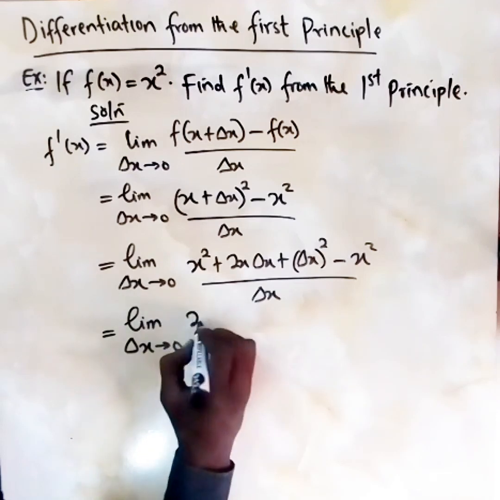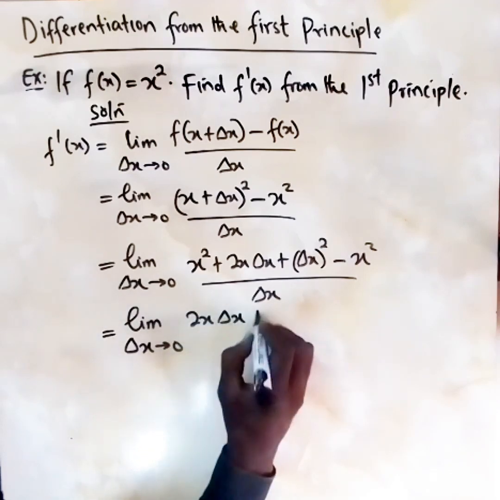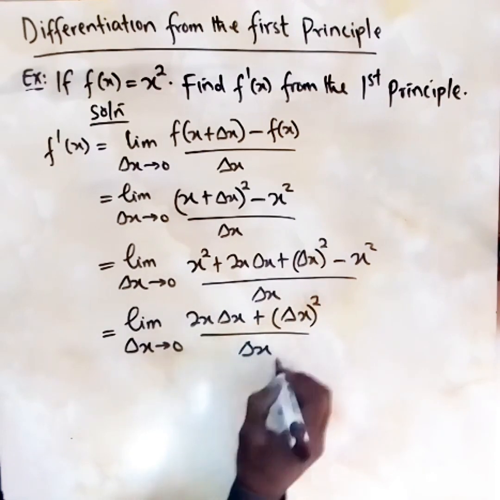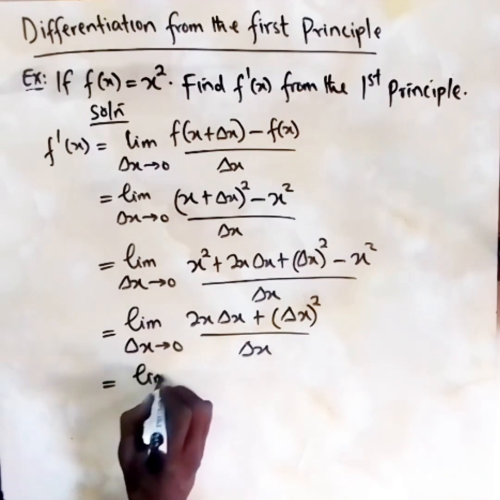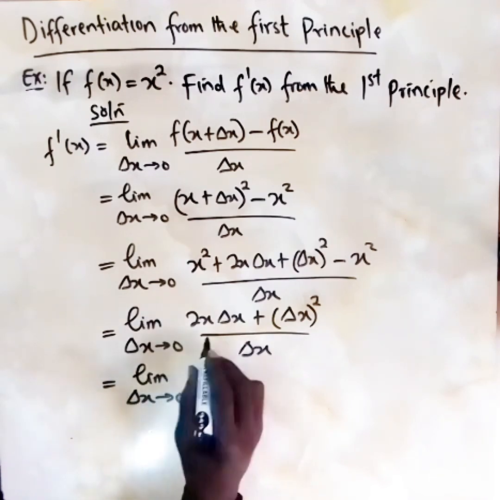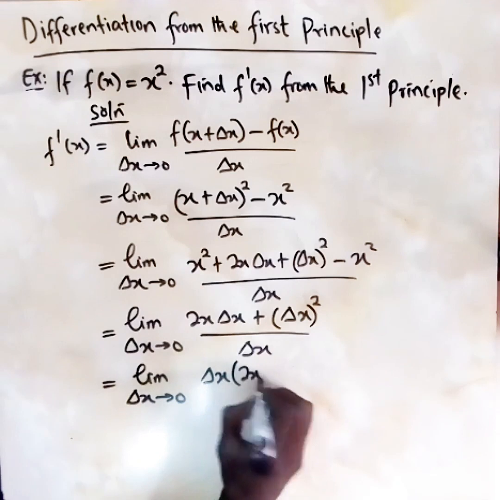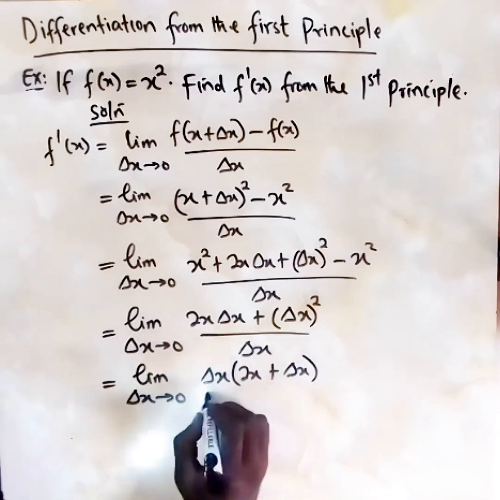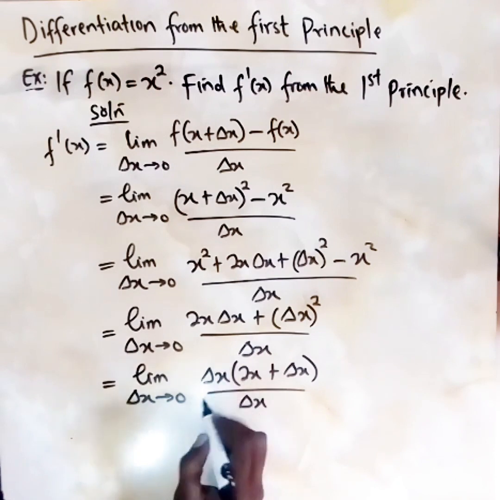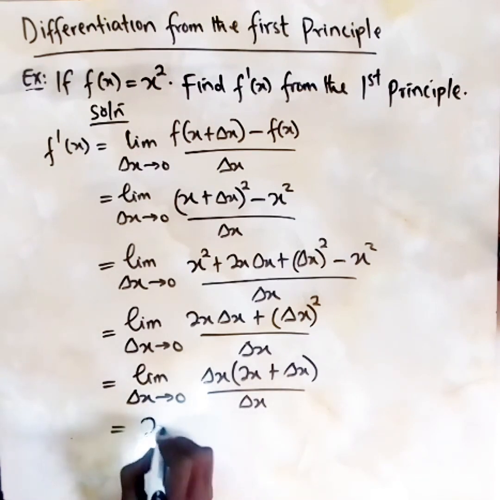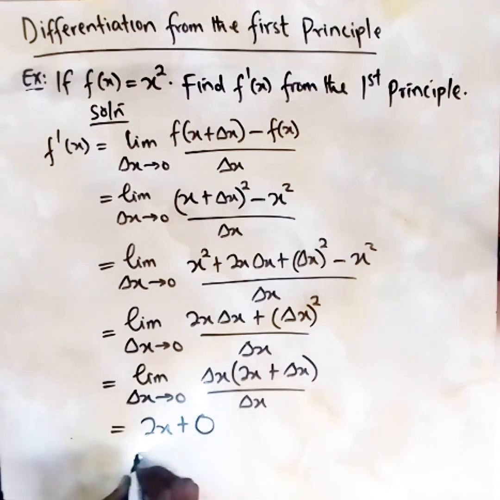the limit as delta x approaches 0 of 2x delta x plus delta x squared all over delta x, and this is equal to the limit as delta x approaches 0. Delta x is common. We factorize delta x: delta x times 2x plus delta x, all over delta x. Delta x cancels delta x, and we can substitute the value of delta x, which gives 2x plus 0, which is finally equal to 2x.